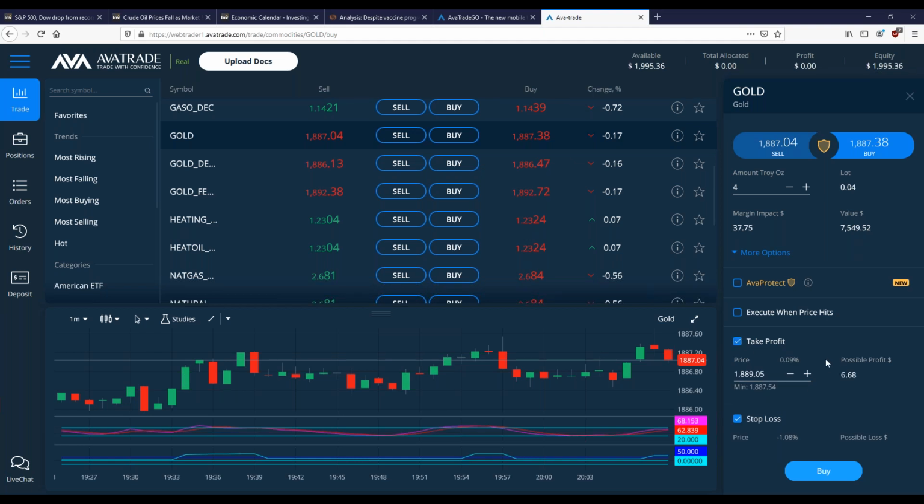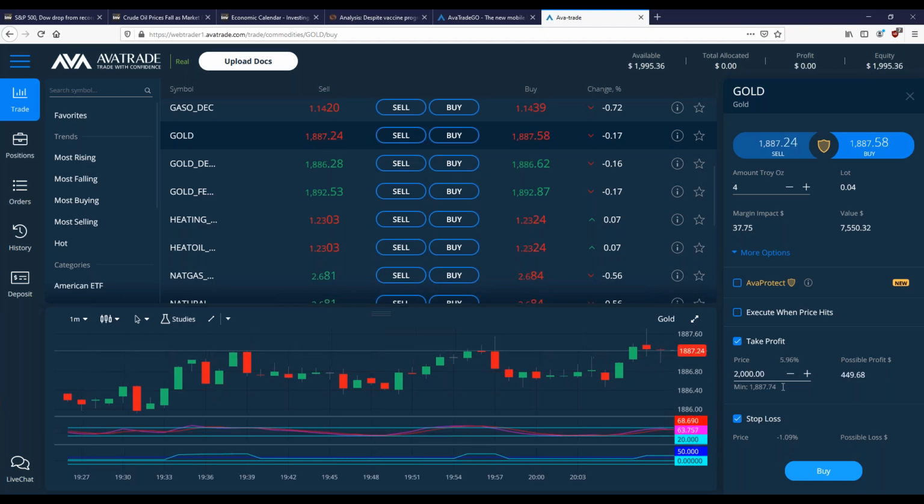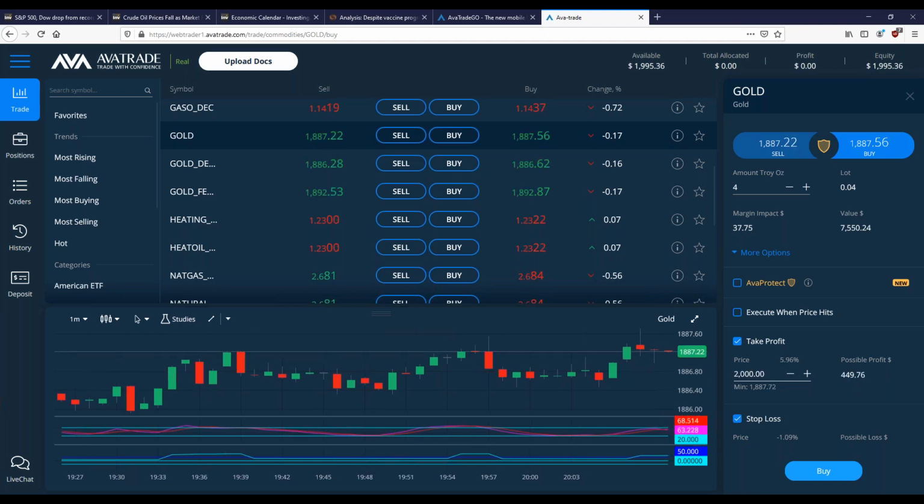Same for the take profit. It'll tell me how much I would make. Maybe I'm wanting to take profit if it hits 2,000. There we go. Here's how much I'd make, 449 and change. And it's moving because the price is moving. My entry price is moving right now.